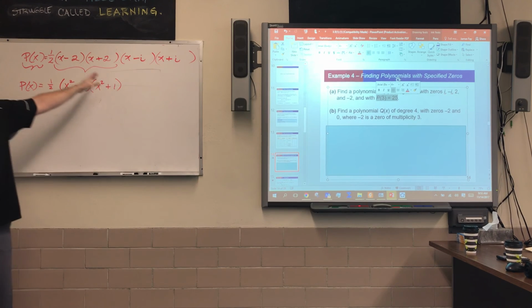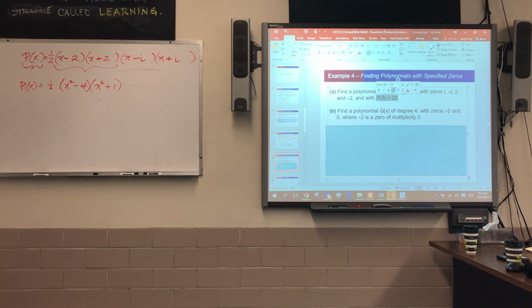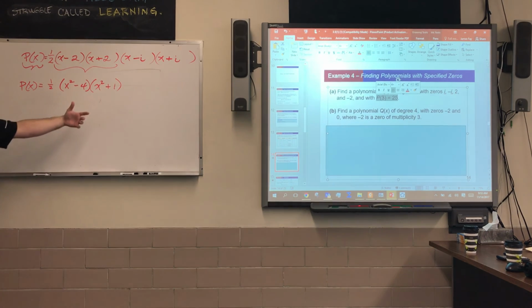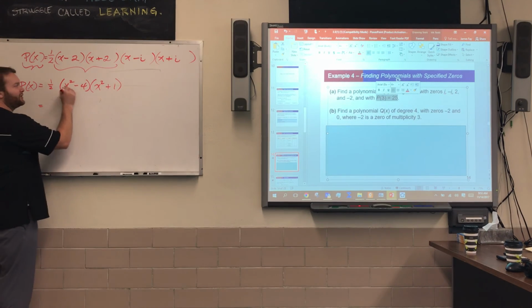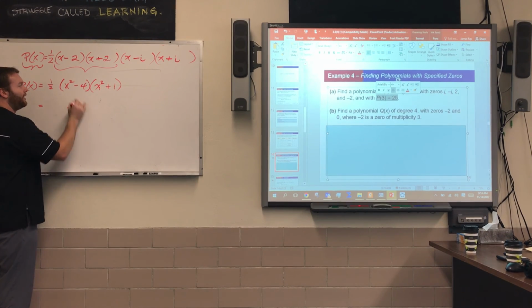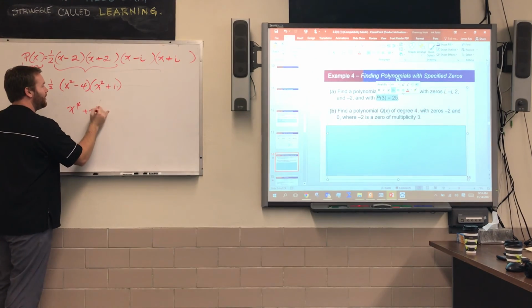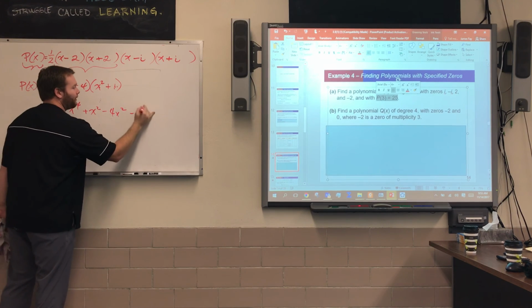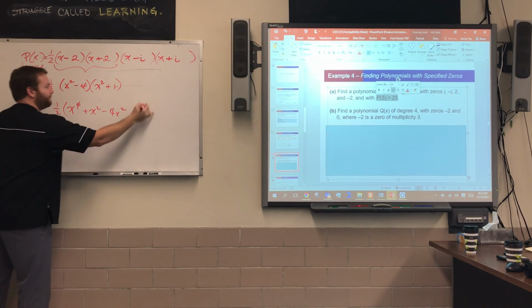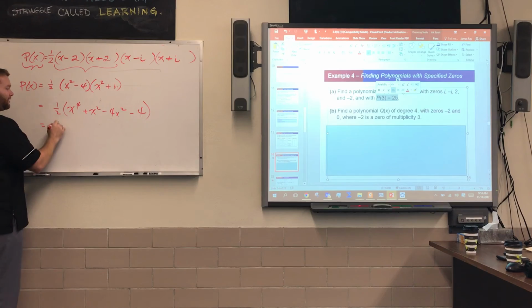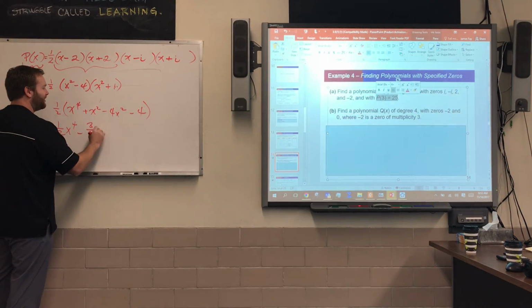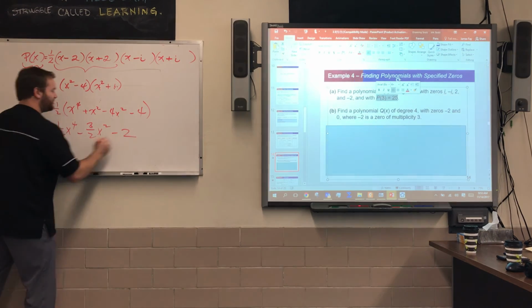And obviously the 4th degree is cumbersome, it's a lot of multiplication. But think about what happens if this is 5th degree, or 6th degree, or 7th degree. All the extra additional multiplication has to be done with those things. x squared times x squared gives me x to the 4th. x squared times 1 gives me x squared. Negative 4 times x squared gives me negative 4x squared. Negative 4 times 1 gives me negative 4. Still got my 1/2 out here. Combine like terms, I get 1/2 x to the 4th minus 3/2 x squared minus 2.